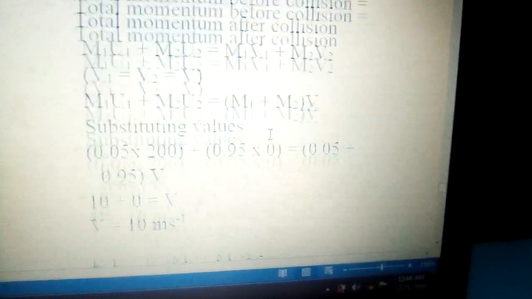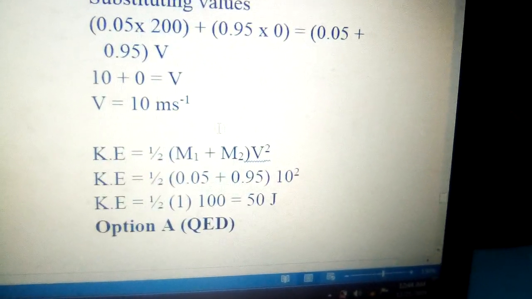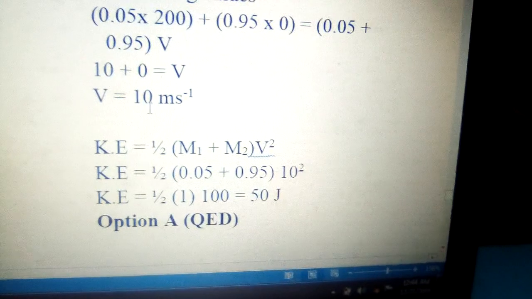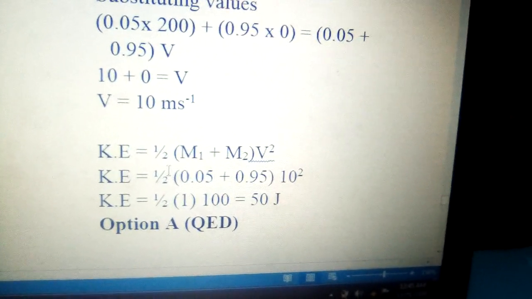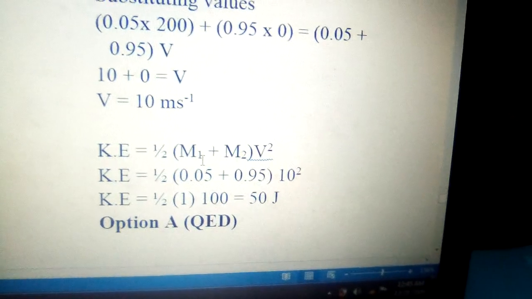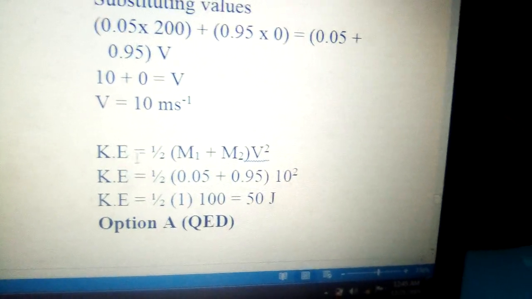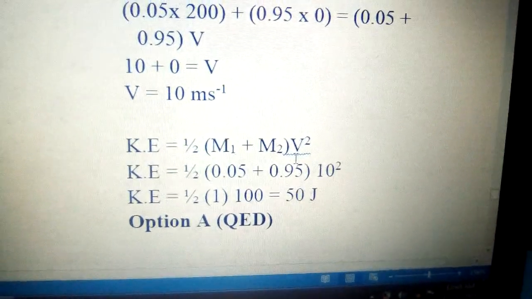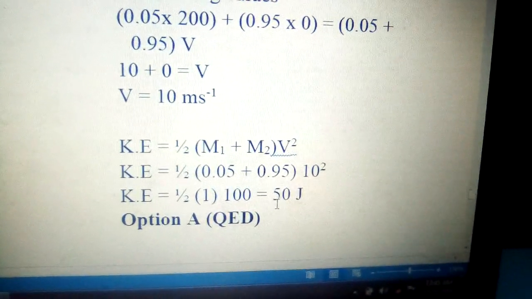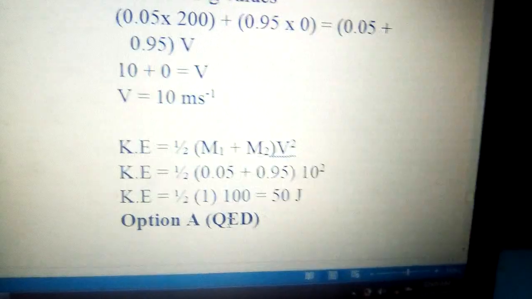Then substituting the values and solving for V, we have the common velocity of the bodies as 10 meters per second. Then the composite body, both the bullet and the lead, will have the same kinetic energy after collision. We calculate the KE after collision using this formula below, and we get 50 joules of energy. Option A is the right answer.